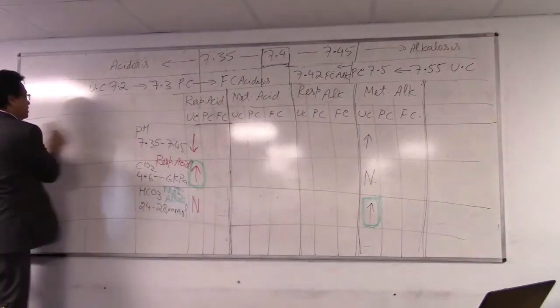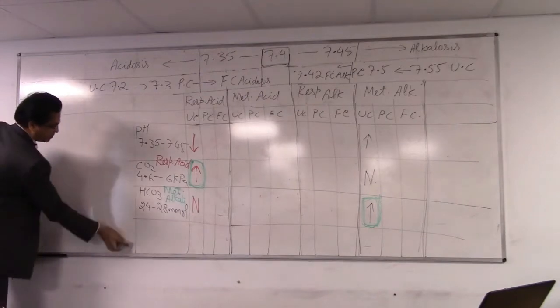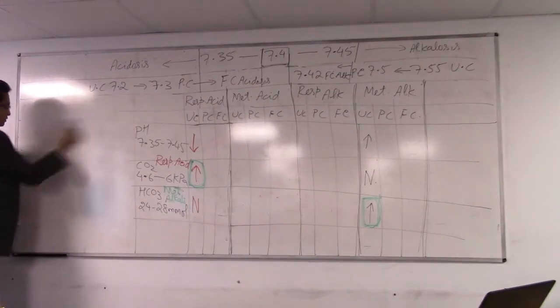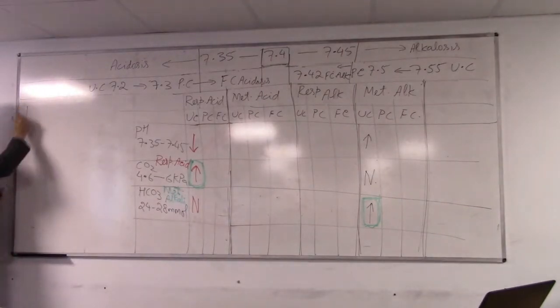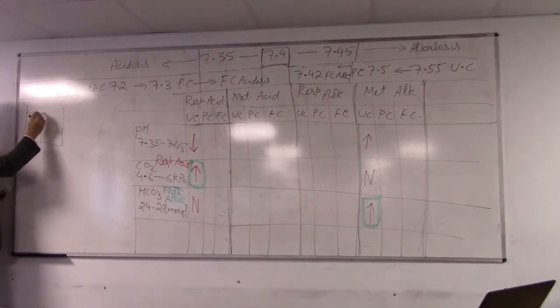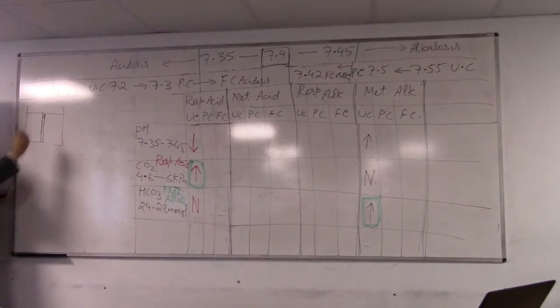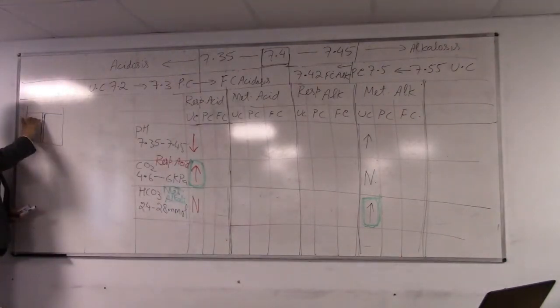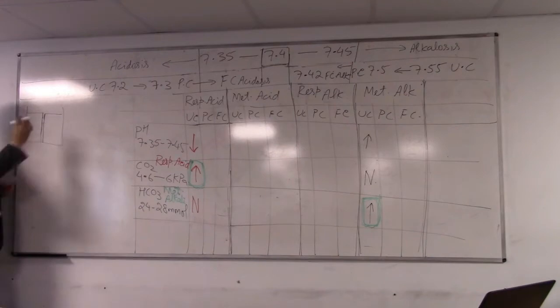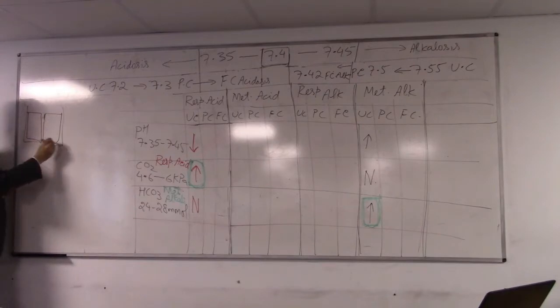Now again, imagine we have a beaker here, which has an equal amount of acid and an equal amount of alkali. Remember, understand that. When do you say the pH is neutral or in the normal range? If there's an equal amount of acid and an equal amount of alkali. I'll put acid as red color, and black color is alkali.